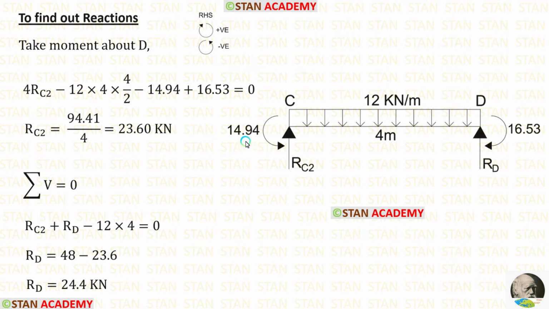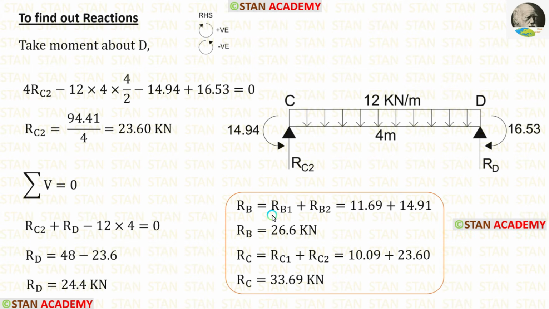Then we are having two moments. 14.94 is acting in the anticlockwise direction, so it will be negative. 16.53 is acting in the clockwise direction, so it will be positive. Finally, we are getting RC2, which is equal to 23.6 kN. Using the rule, summation of vertical forces is equal to 0, we can calculate RD, which is equal to 24.4 kN.